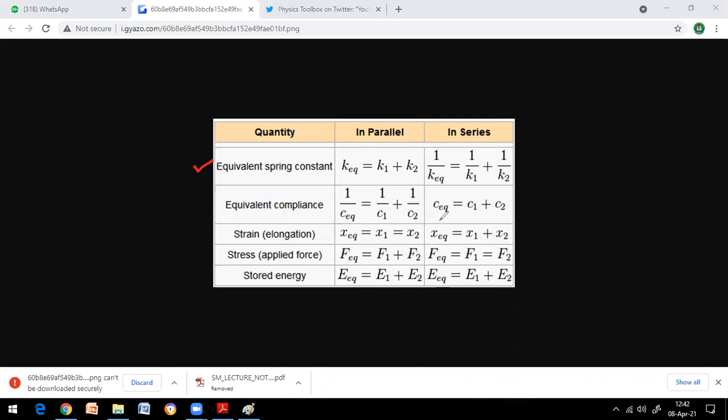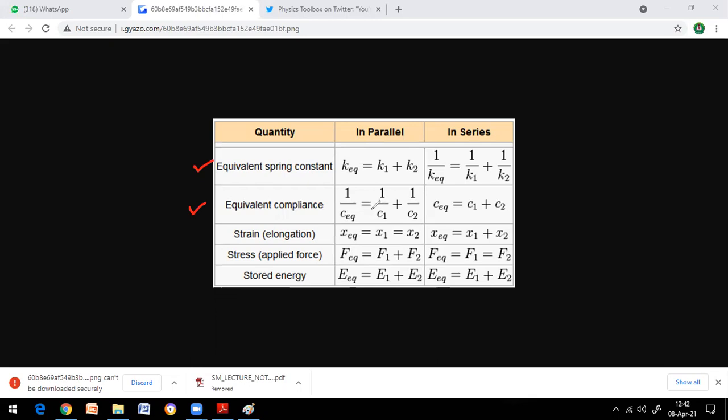This table will give a clear differentiation between these two, and it is going to be useful for your competitive exams also. So to remember the formulas easily and differentiate them easily. Second one, equivalent compliance. What do you mean by equivalent compliance?